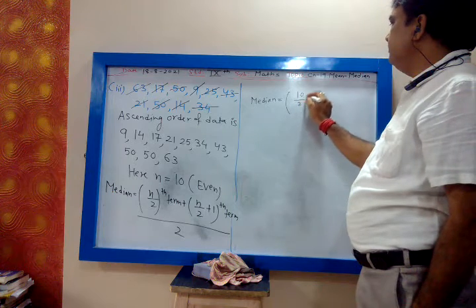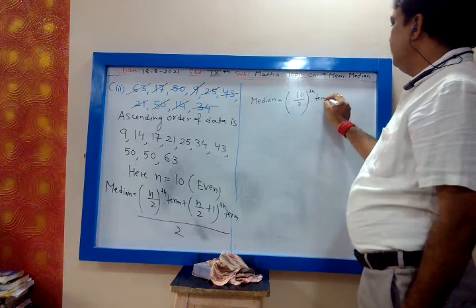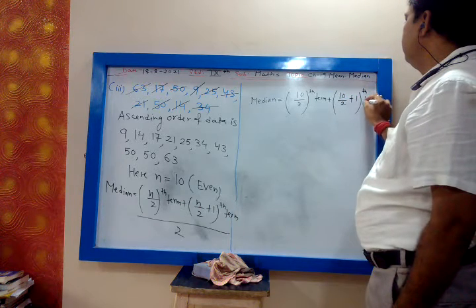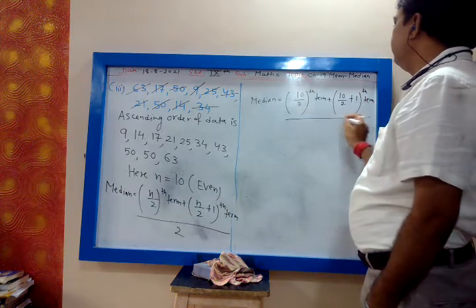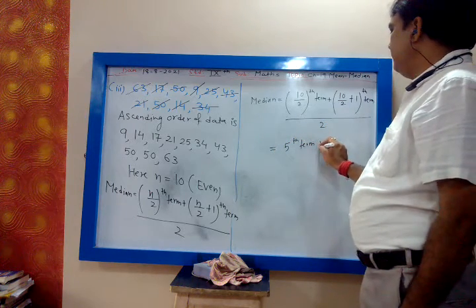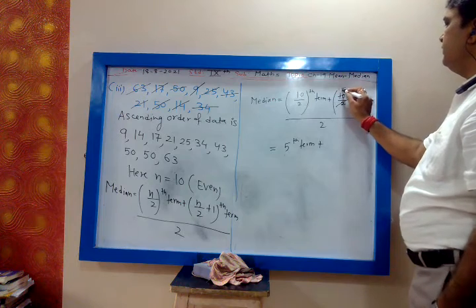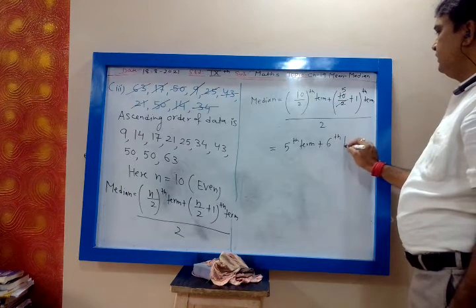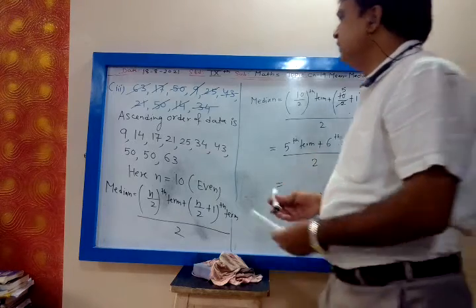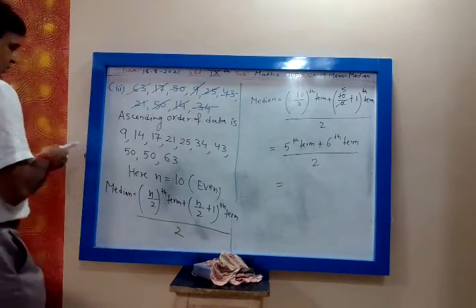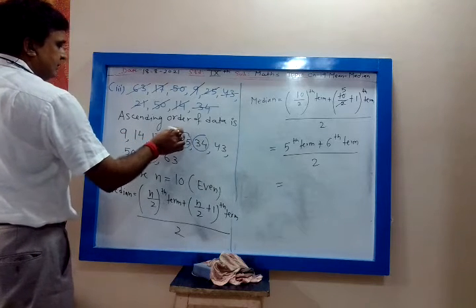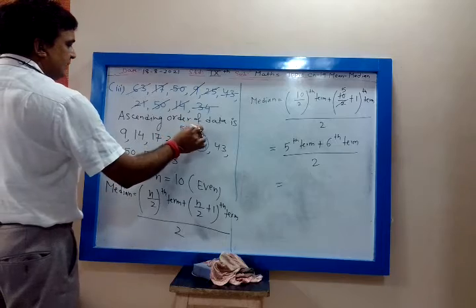So 10 by 2th term plus 10 by 2 plus 1th term, whole divided by 2. So 10 by 2 is the 5th term plus 5 plus 1, the 6th term, divided by 2. So the 5th term and the 6th term. Let us see which is the 5th term: 1, 2, 3, 4, 5, 6. This is the 5th term and this is the 6th term.